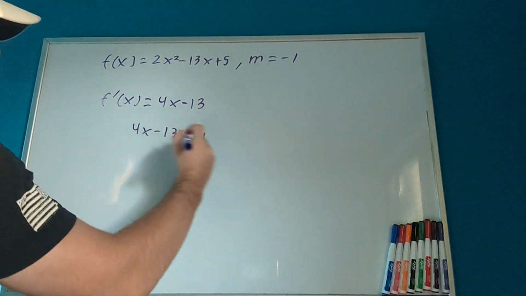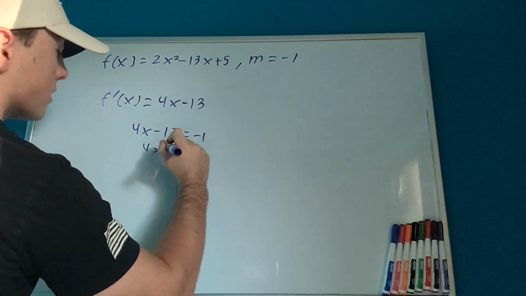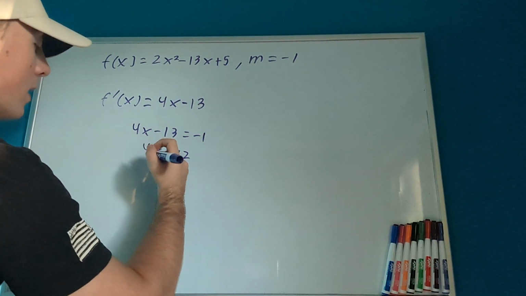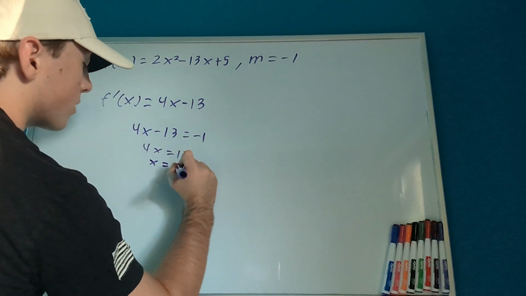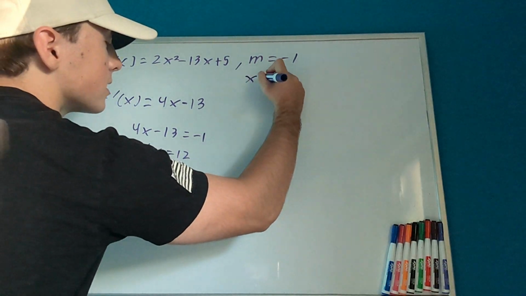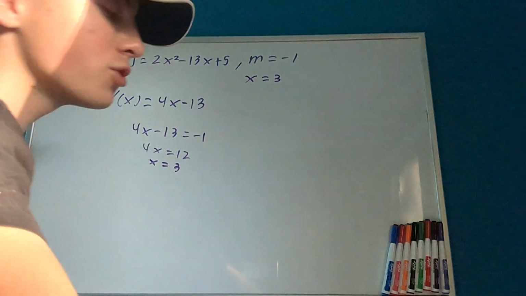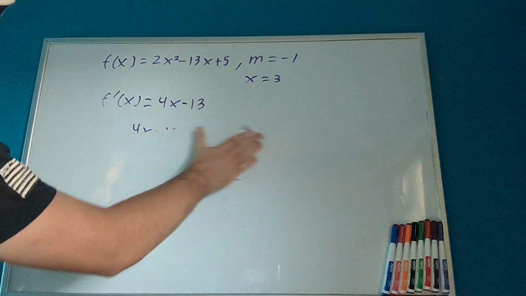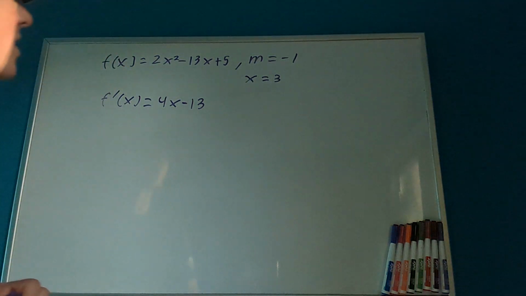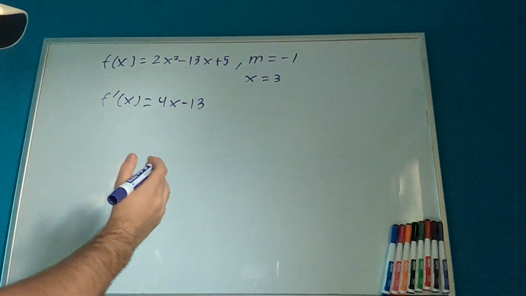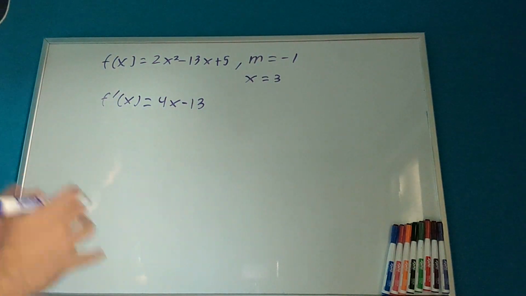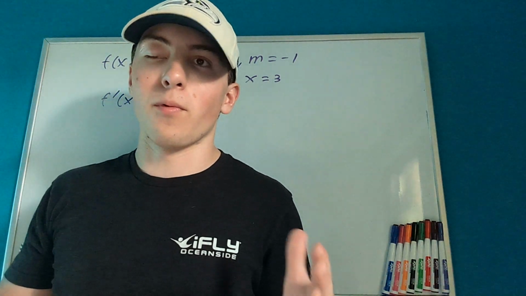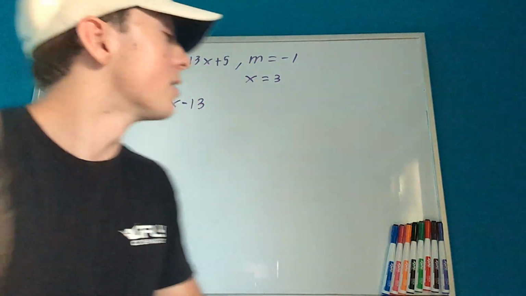So we add 13 and we get 4x equals 12. Then we get x equals 3. So let's write that up here: x equals 3. Let's remove this for some extra room. The next thing we want to do is figure out what our y value is, because we're solving for a point. We need an x value and we need a y value.